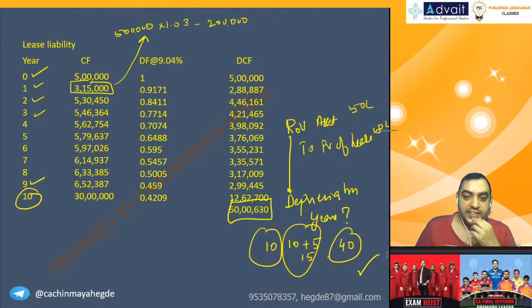Gautam Ramesh asks whether the second year is 5 lakh into 1.03. No, it is at the beginning of the second year. At the beginning of the first year, you pay 5 lakh. At the beginning of the second year, you pay 5 lakh 15,000 minus 2 lakh. The second year beginning, second payment. First payment is 5 lakh. Second payment is 5 lakh into 1.03. That's all, 3%. Payment at the beginning of the second year.